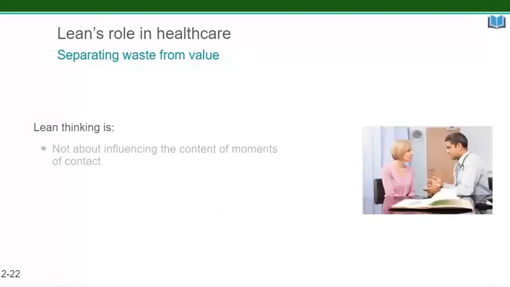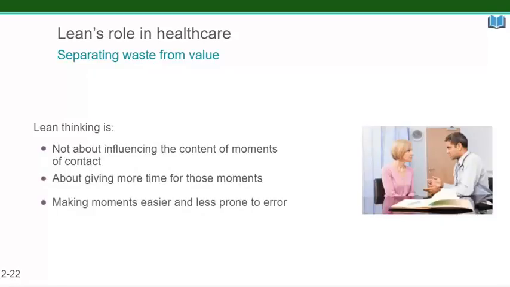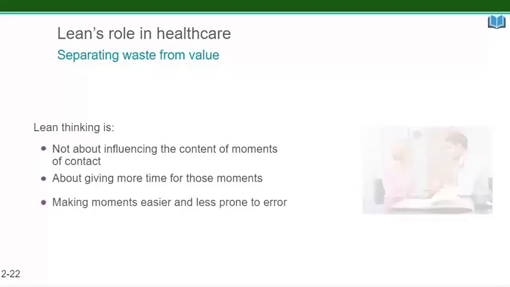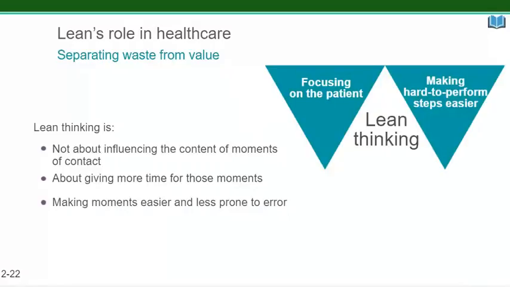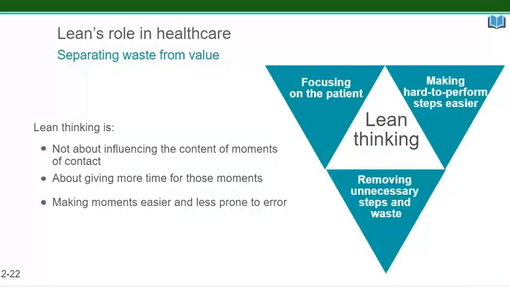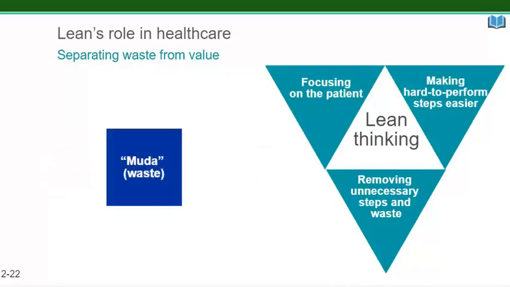Lean thinking is not about directly influencing the content of moments when patients and staff are in contact. Rather, it's about giving more time for those moments and making them easier and less prone to error. This is done by focusing on the patient, making hard-to-perform steps easier, and removing unnecessary steps and waste. The Japanese have a word for waste, muda. Waste takes the form of time, costs, and inventory that the customer does not value.